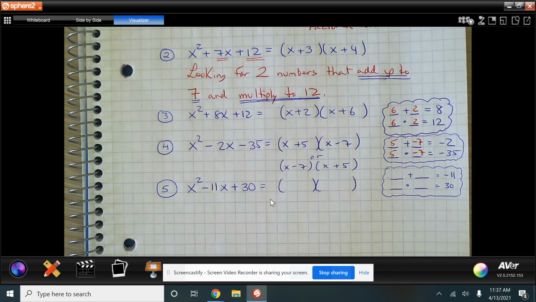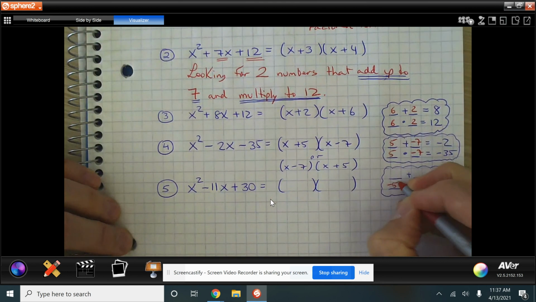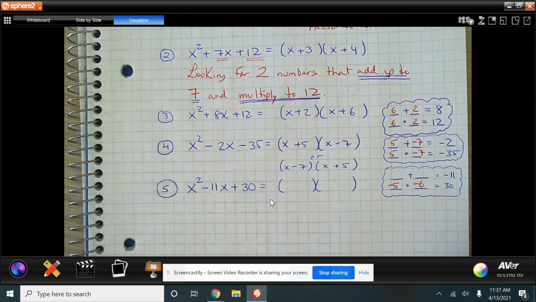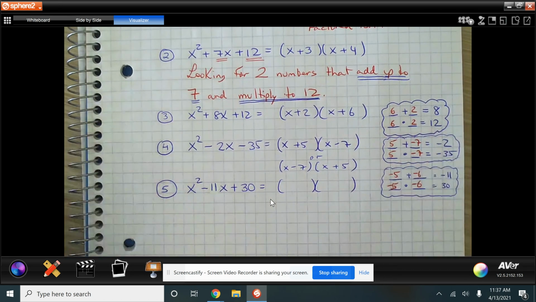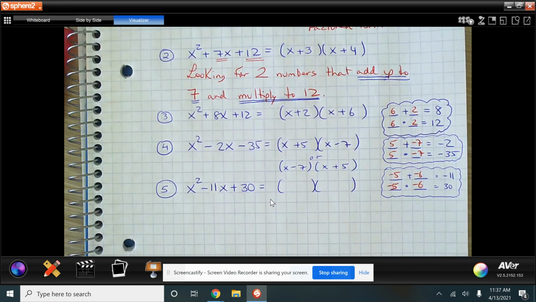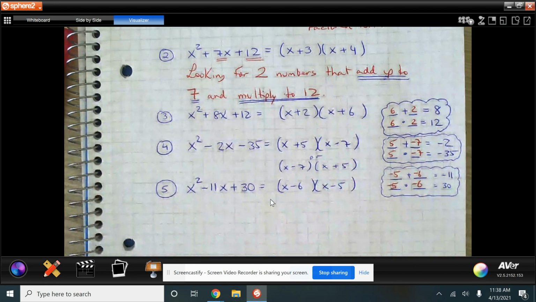Exactly, guys. In other words, negative 5 times negative 6 is positive 30. And at the same time, negative 5 plus negative 6 is negative 11. And therefore, that's going to be our factored form. We're going to have x minus 6 and x minus 5, or the other way around.